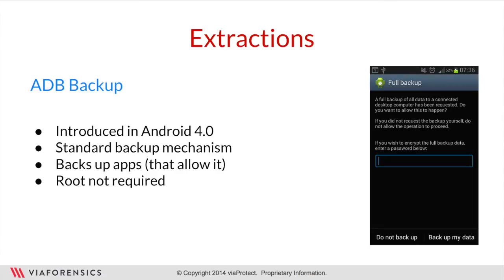Okay. The next type of extraction is an ADB backup. This is the standard backup mechanism that was introduced into Android 4.0 and above devices. This essentially allows you to back up any apps that allow backup of their data, and again, root is not required for this type of extraction. You can just see a small screenshot there of what happens on the device. When this backup gets initiated, the user actually has to interact with the phone for this and allow the backup to happen.